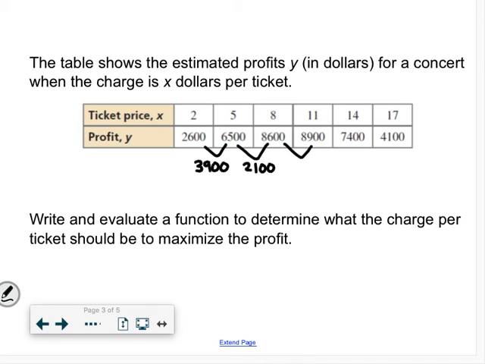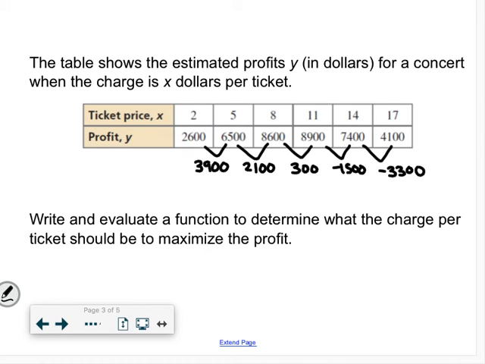8,900 minus 86,000, I apologize if I'm saying 1,000 up here. And then what's 7,400 minus 8,900? Negative 1,500. And then 4,100 minus 7,400, negative 3,300. Is that right?